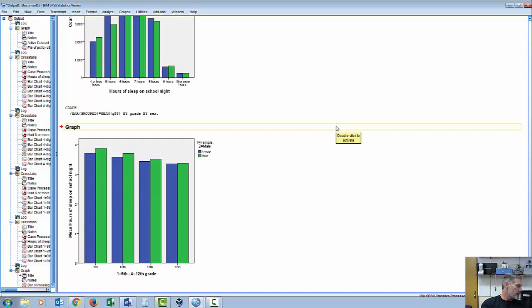Okay. And this basically answers our question. So what are we looking at? Males and females by grade. Average hours of sleep on a school night. Now the number is 4 because it's a 4-choice category, so you'd have to extrapolate out to figure out the actual means of it.